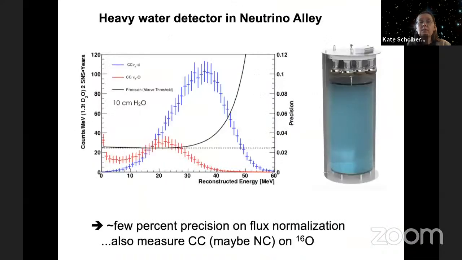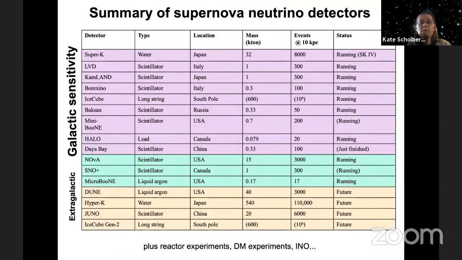But I will skip the details of this and move to the summary here. This is a summary table. You don't have to look at all the numbers in it, but this gives you an idea of all the detectors that are running. The ones in green here are the near-term or recently turned on detectors. These in yellow are the ones for the future. And so there's a lot of them, lots of events expected, especially in the future. So there's a very exciting future for this.